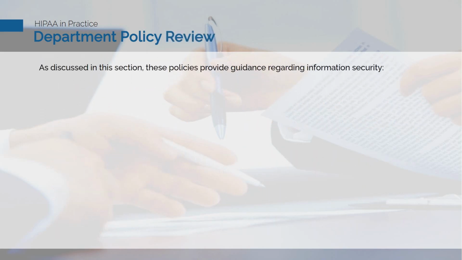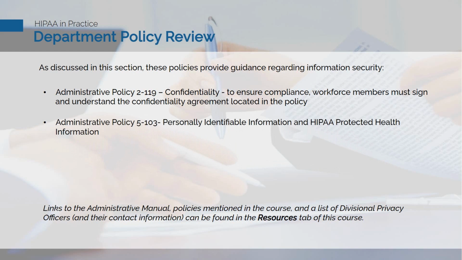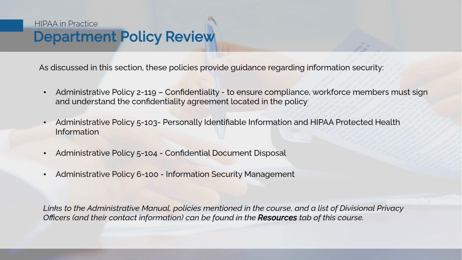There are 4 main DSS administrative policies that guide DSS workforce members regarding information security. Policy 2-119, Confidentiality, ensures compliance by workforce members and requires that they sign and understand a confidentiality agreement for the department. Policy 5-103 provides guidance regarding the security and protection of PII, or personally identifiable information, and HIPAA PHI, or protected health information within the department. Policy 5-104 dictates how confidential documents are to be securely disposed of. And Policy 6-100 provides guidance on how to manage information security in the department.